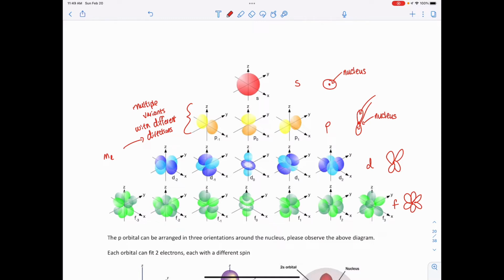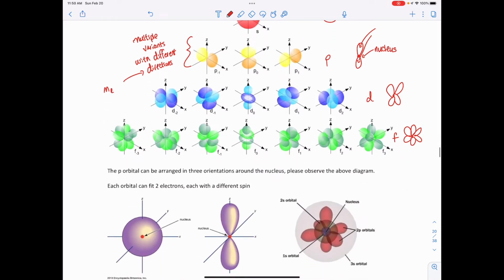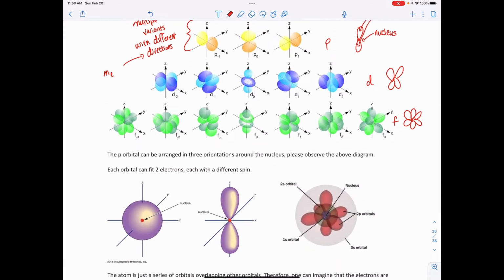Notice that for the s orbitals, there is only 1 variant. For the p orbitals, there are 3 different possible variants. For the d orbitals, 5. For the f orbitals, 7 different possible variants, or different orientations. So the p orbitals can be arranged in 3 orientations around the nucleus. Once again, d is 5, f is 7, and each orbital can fit 2 electrons. Each of them will have a different spin.